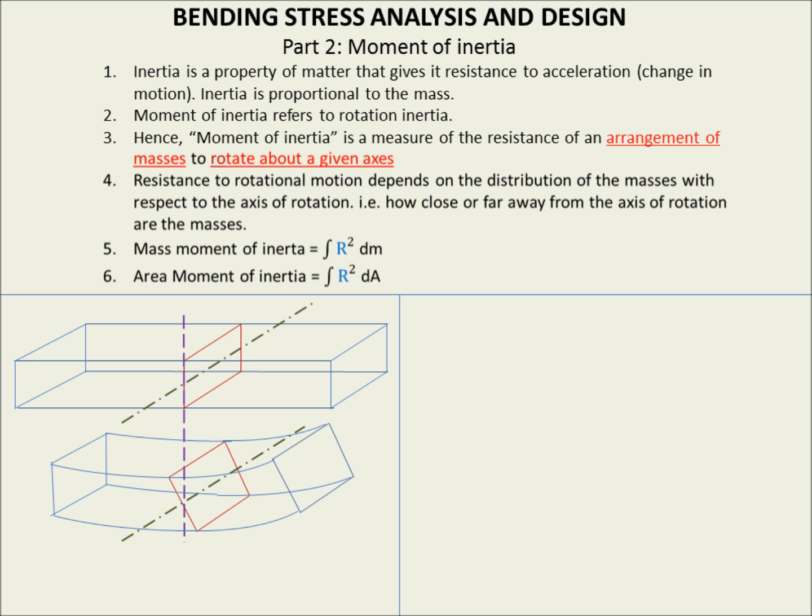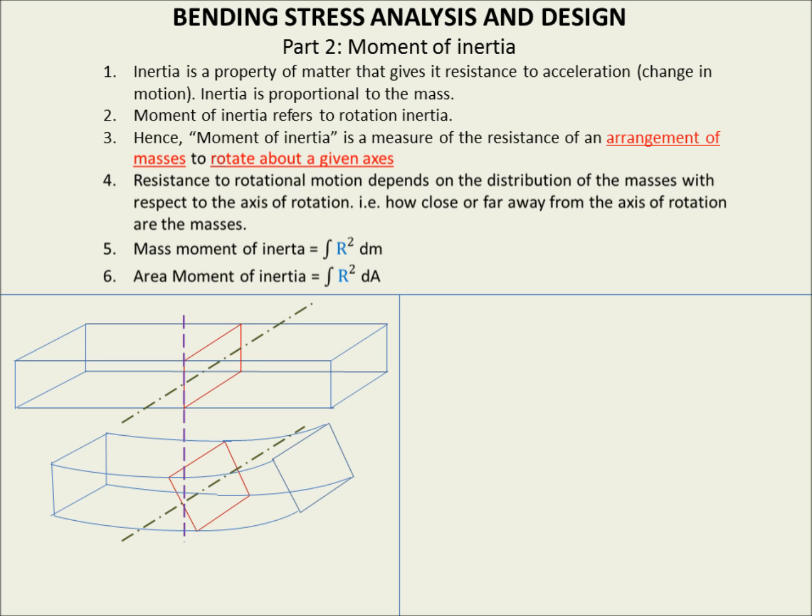And since the area moment of inertia is a measure of the resistance of an arrangement of area to rotate about a given axis, and since bending is the rotation of the cross-sectional area of a beam about the neutral axis, it follows that area moment of inertia should be able to tell us something about the resistance offered by a beam to bending based on the arrangement of the cross-sectional area, basically based on how far away or close the area is to the axis of rotation.